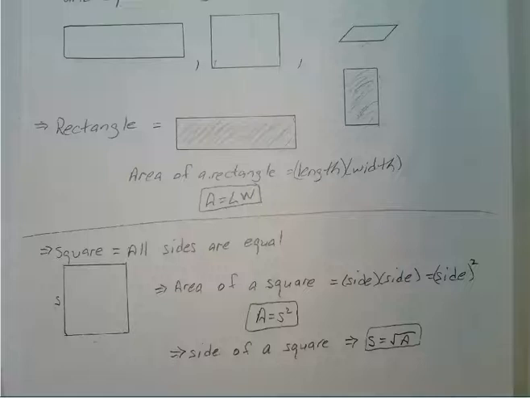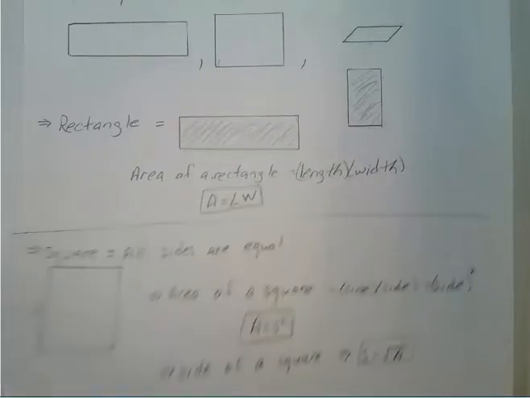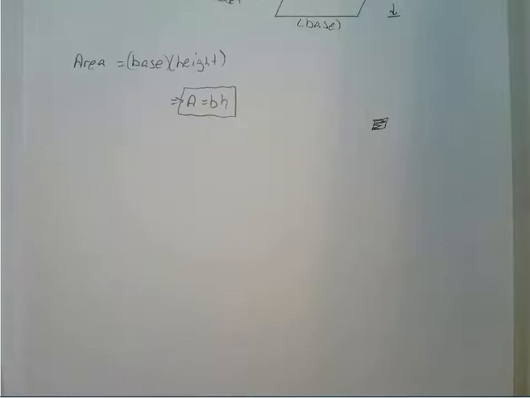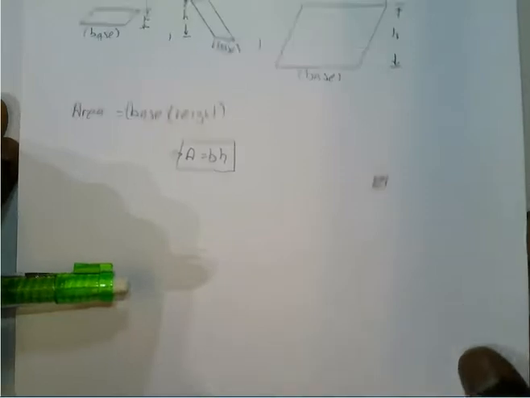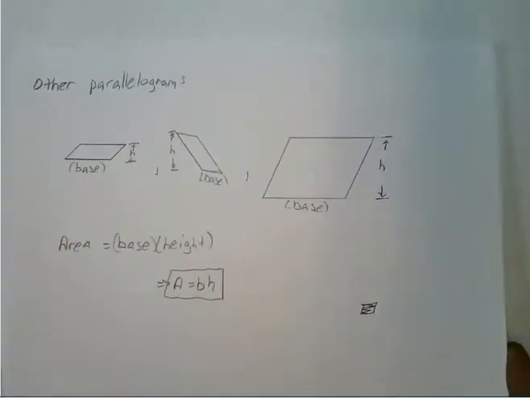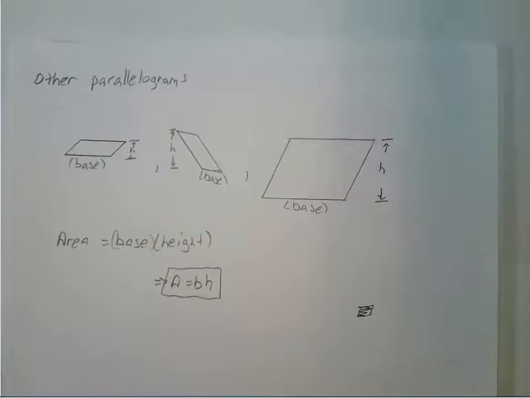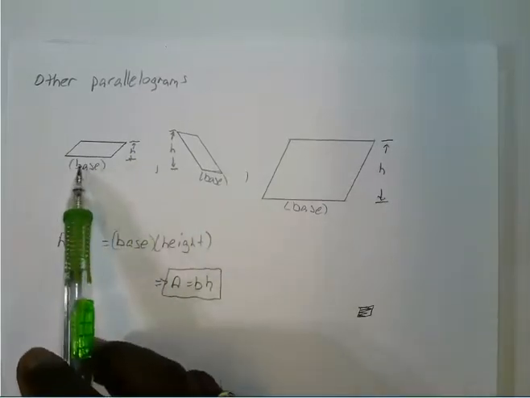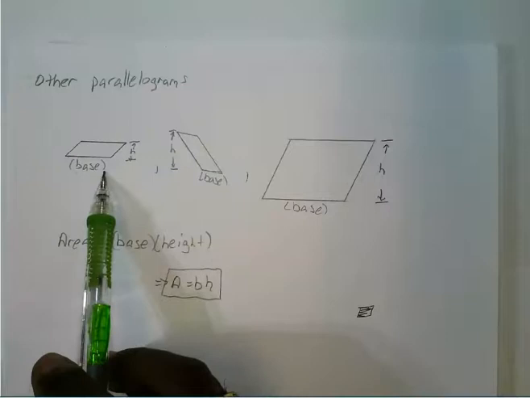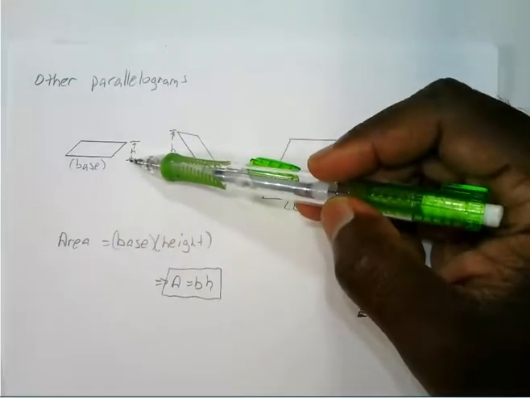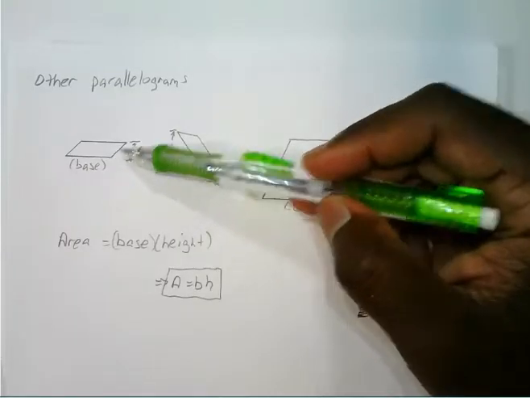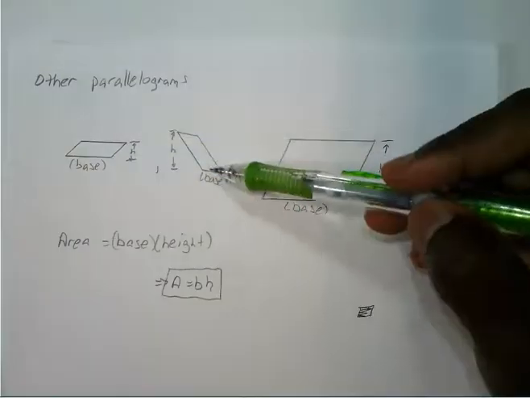All right, so if you're still writing or drawing, feel free to pause it. We just have one more to go over before we jump into a few examples. And that is the area, let me move this down, of other parallelograms. Now if you see other parallelograms, in most cases, they'll give you the base and the height. Now the height is just the distance from the bottom of the parallelogram to the very top of it.